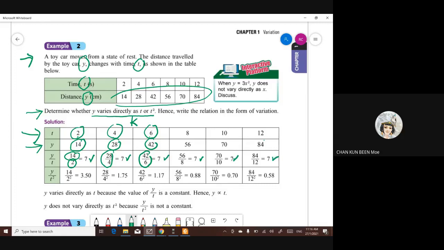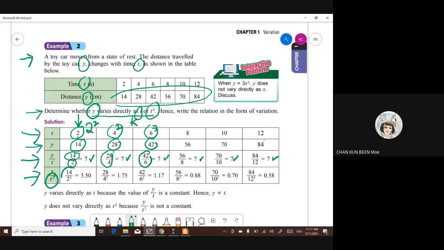It's a constant, right? Then you find out another one because they want you to determine whether y varies directly as t or t squared. So this one is y varies directly as t. This one we find out y varies directly as t squared or not. So for t squared, you need to square the t. This becomes 2 squared. This becomes 4 squared. This becomes 6 squared, and so on.